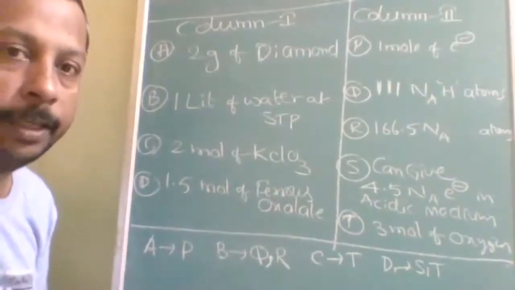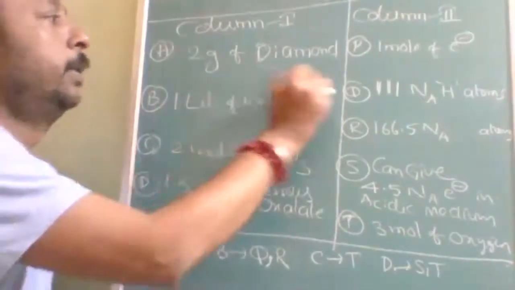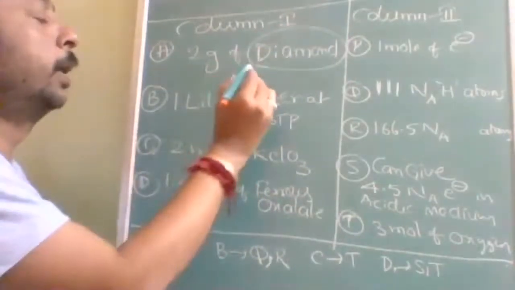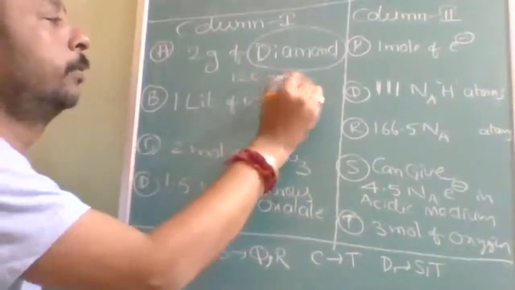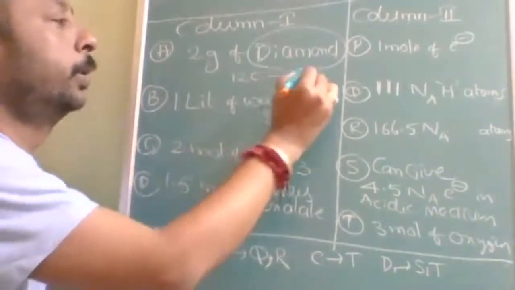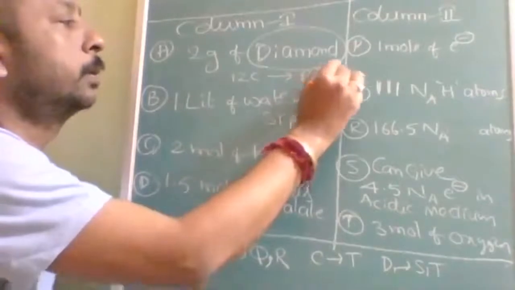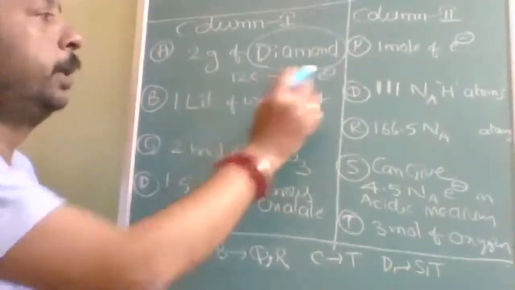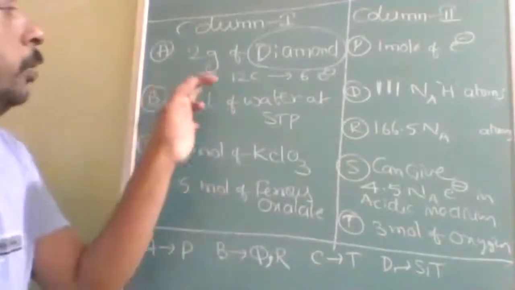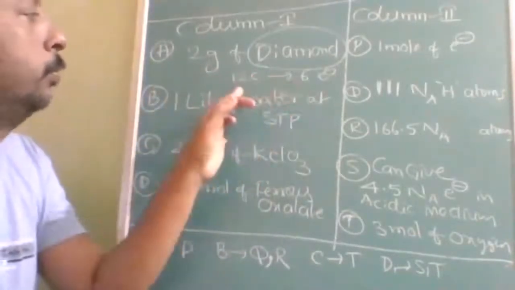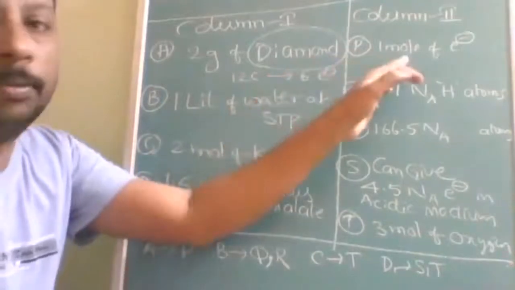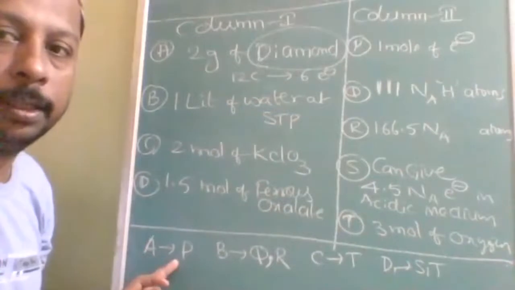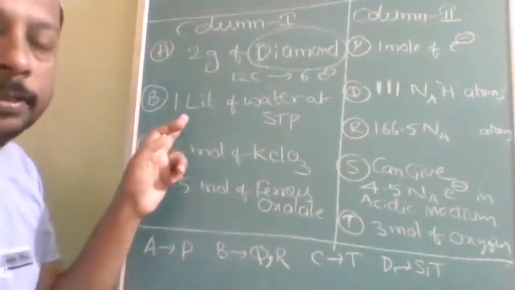Now I am explaining, listen carefully. Diamond means it is carbon. So 12 grams of carbon is equal to 6 mole electrons. Understood? 12 grams of carbon gives 6 mole electrons. So 2 grams will give you how much? 2 by 12 into 6, that is 1 mole of electrons. Therefore, option A is P. Is it clear? Now let us see the next one.